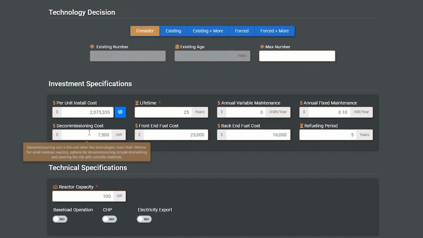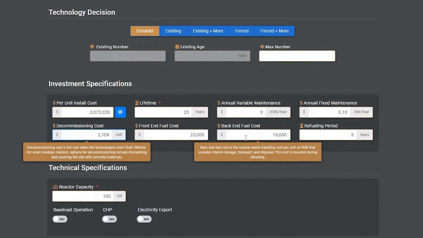However, the SMR also has unique settings such as the decommissioning costs incurred for shutdown, the front-end and back-end fuel costs, and the refueling period. The front-end fuel costs represents the loading costs of the new fuel, and the back-end fuel costs is the nuclear waste handling costs for used fuel which are incurred every refueling period per unit of SMR.